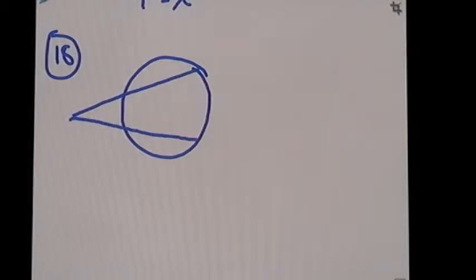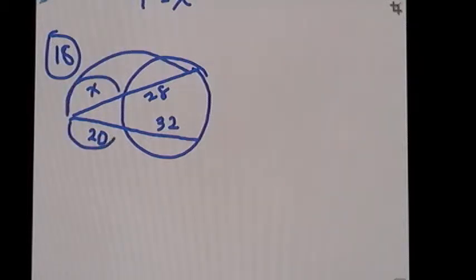Number 18. Number 20, 32, x and 28. Okay, we're using the segments of secants theorem, which says the outside piece times the whole thing is equal to the outside piece times the whole thing.